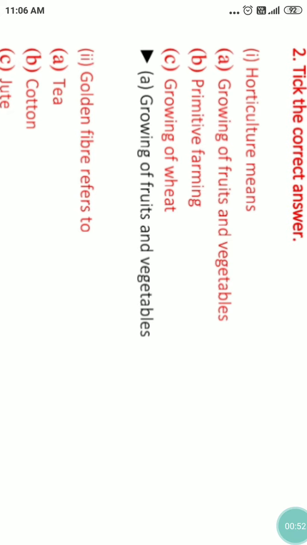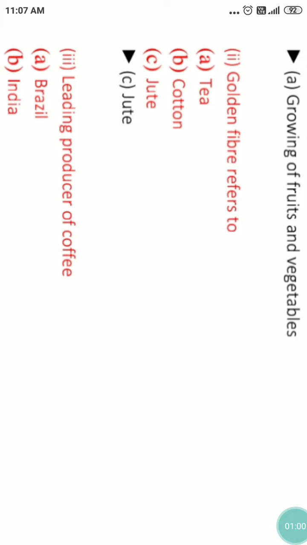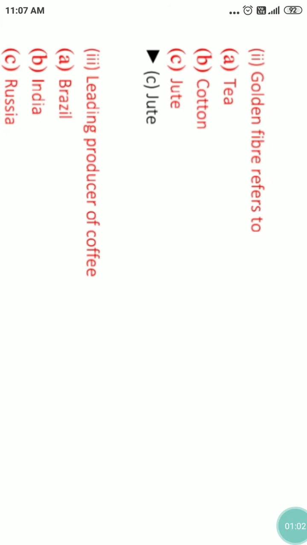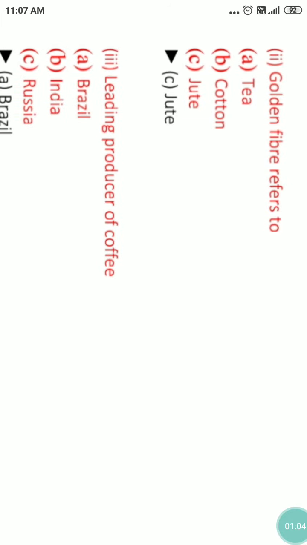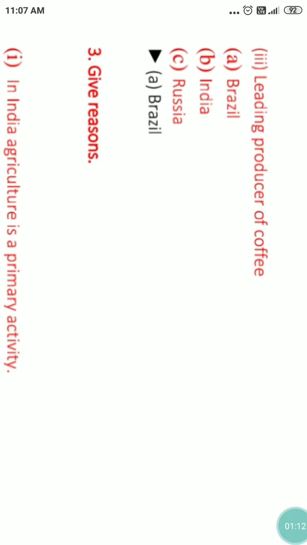Now, the golden fiber is also referred to as tea, cotton or jute. The answer is jute. The leading producer of coffee is Brazil, India or Russia. We all know the answer is Brazil, which is first in the producing of coffee. Give the reason.